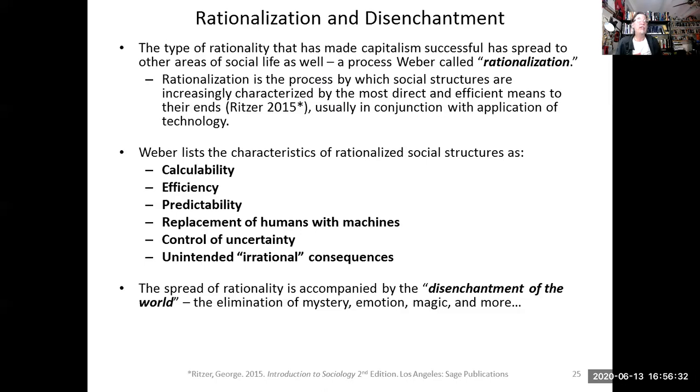And under rationalized systems, you can calculate, you can mathematically and rationally determine which means are the best ones to choose. At the same time, rationalization is occurring, the world is becoming disenchanted. These irrational aspects of decision making and of understanding the world are disappearing.